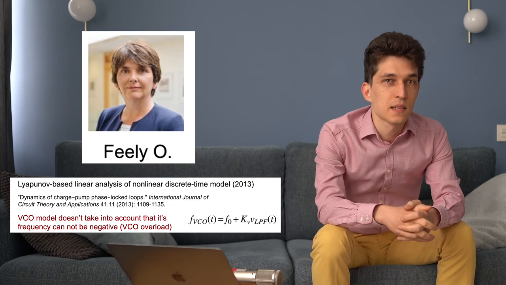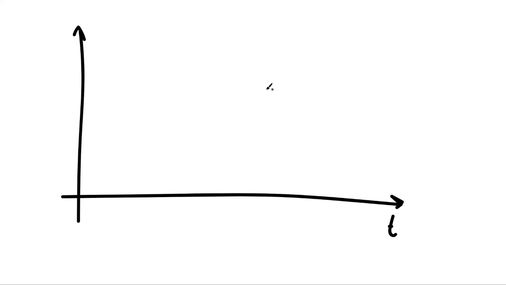Another problem is how to study this system. It's a discrete time, but it is a switching system. So we cannot just simply apply Routh-Hurwitz, because on every sector it may give stability, but the whole system may not be stable. So Orlov-Feely tried to study this original system with Lyapunov functions, but she didn't take into account VCO overload. And in the next section, my co-author and co-presenter Renat will talk about local stability and global stability in detail.